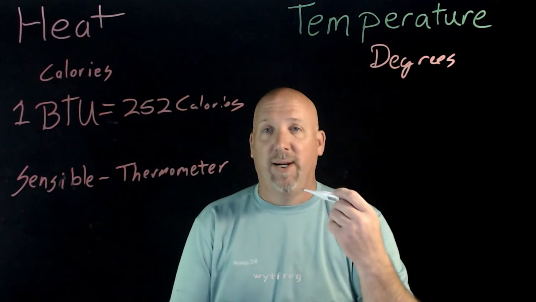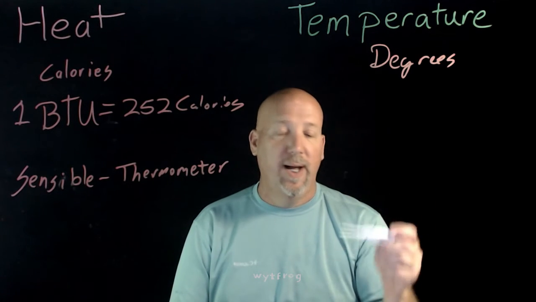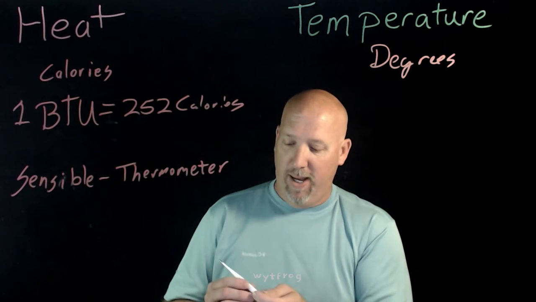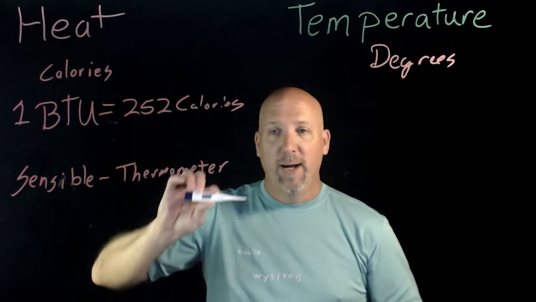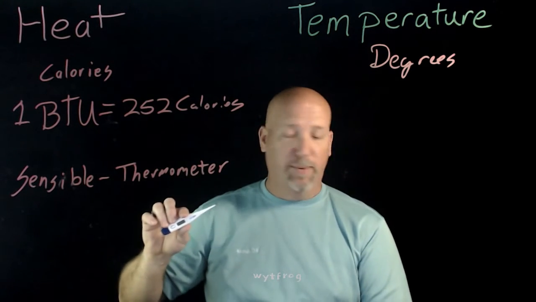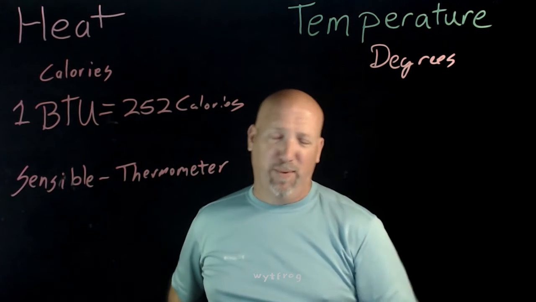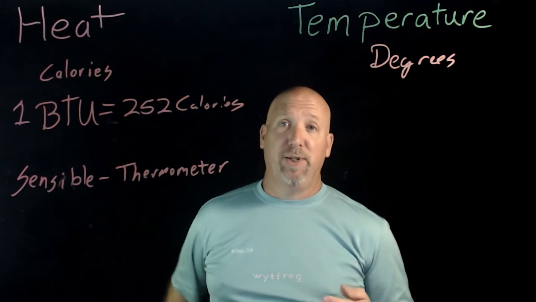It's right here. You stick it in your mouth, do whatever you want with it, wherever you want to put it. It's measuring sensible heat. It's saying it's low heat right now. But the thermometer is measuring sensible heat. I've got other thermometers over here. We'll talk about those in a little bit. But that's what we use to measure sensible heat.